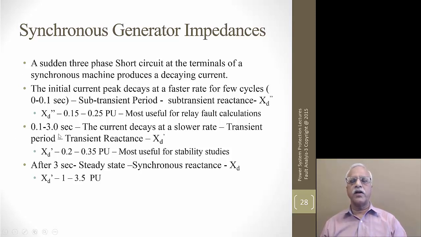Then in 0.1 to 0.3 seconds, the decay of the DC is much lower, at a slower rate. This is called the transient period. Where do they use it? They use it in stability studies, and the impedance increases from 0.15; it can go from 0.2 to 0.35 per unit. After 3 seconds, it becomes steady state. It could be as high as 1 to 3.5 per unit. These are generally used in load flow studies, but most of the time transient is used for a lot of those studies whenever there is a sudden change, and subtransient is used for fault calculations, which we are interested in.